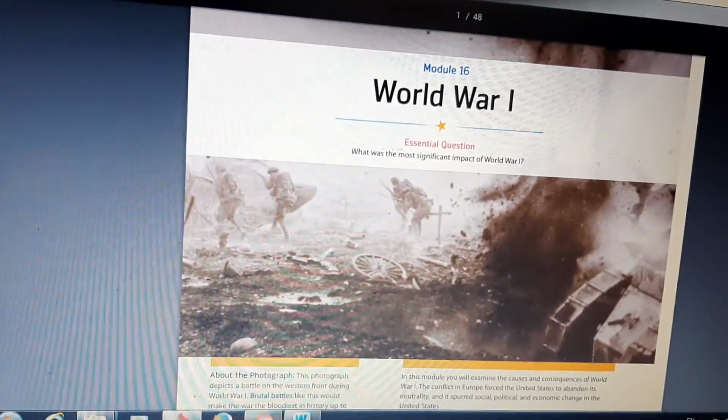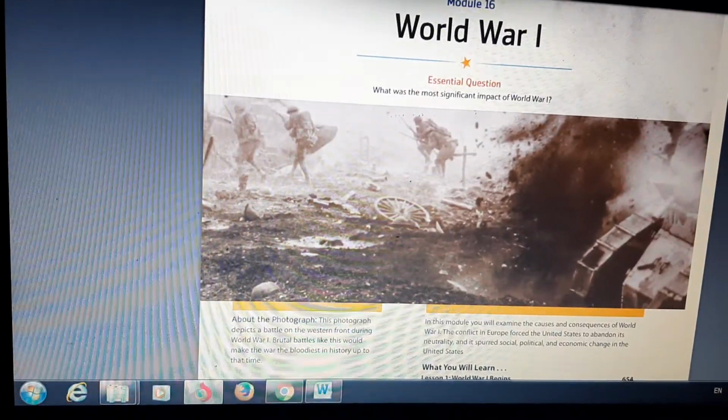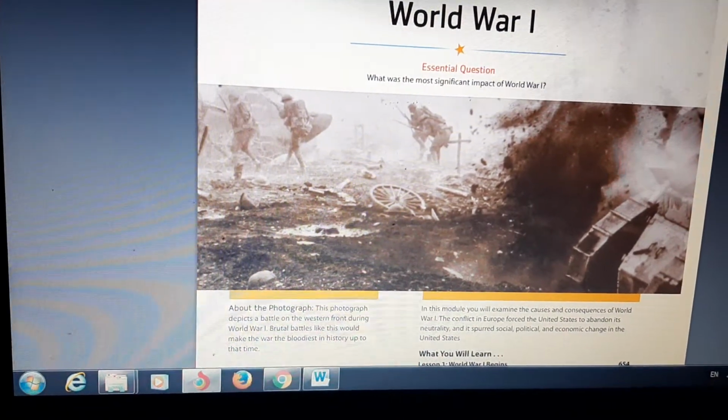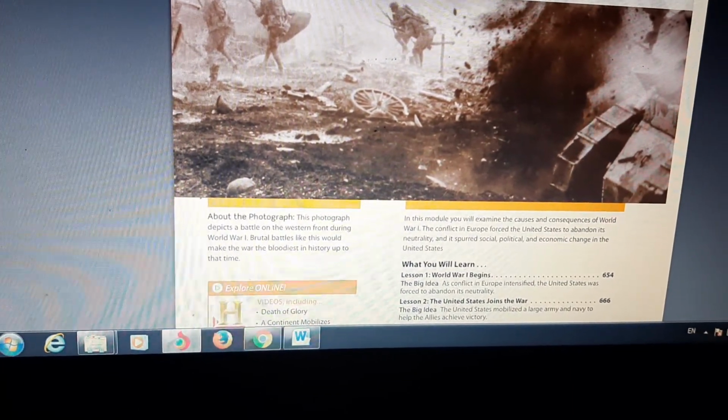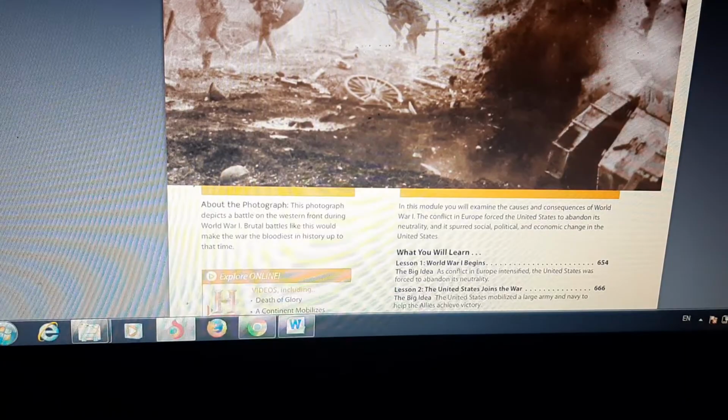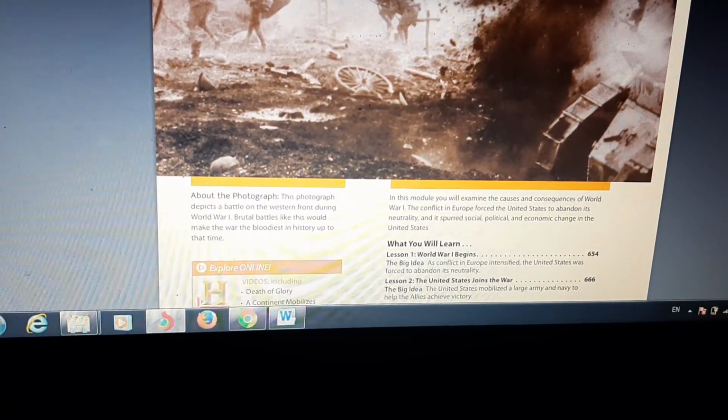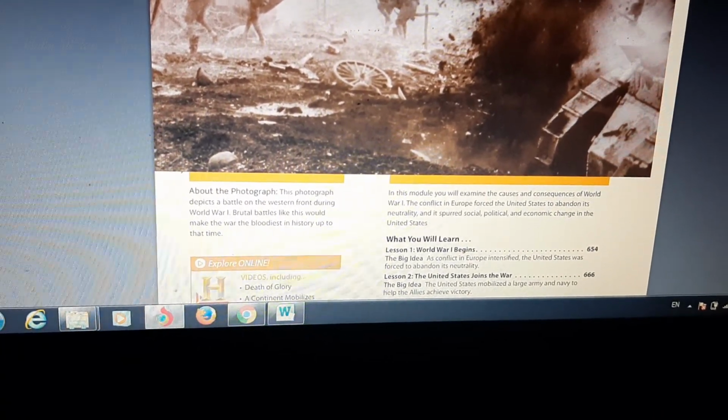So in World War One, now the essential question: what was the most significant impact? This is what we have to be thinking about, and we have a photograph here. And this photograph depicts a battle on the Western Front during the World War One. Brutal battles like this would make the war the bloodiest in history up to that time. A lot of people lost their lives. A lot of people died because of this war.